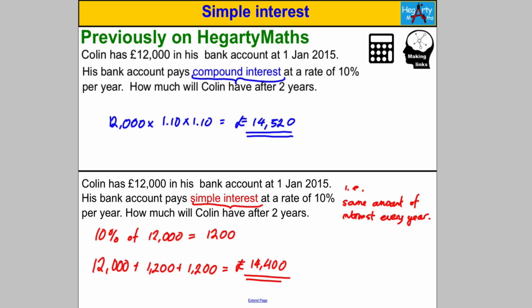Now, Colin should feel really hard done by there. Look, he gets less than he would have got in a normal compound interest case. And that's because he's getting the same interest every year and he's not getting interest on top of his interest. This is what this video is about, this simple interest case. You'll rarely see it in the real world, but you'll see it in exam questions and you'll see it in textbooks, so it's important we at least cover it. So, let's do some questions on simple interest.